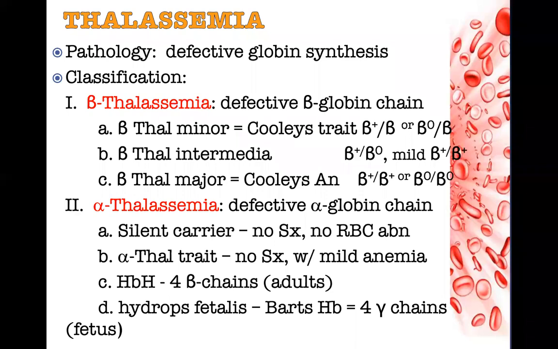In alpha thalassemia, of course, you have a defective alpha globin chain. A silent carrier of the trait would possess no symptom at all. If you have the alpha thalassemia trait, it may present with no symptom, maybe just mild anemia. But in cases wherein you have no alpha chains at all, hemoglobin H, where you see 4 beta chains in adults, or hydrops fetalis, wherein you don't have any alpha or beta chain, but you have 4 gamma chains.